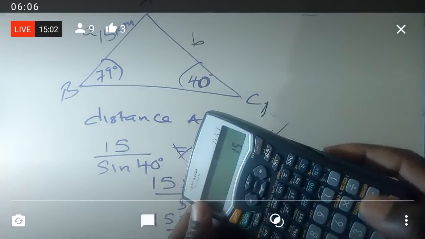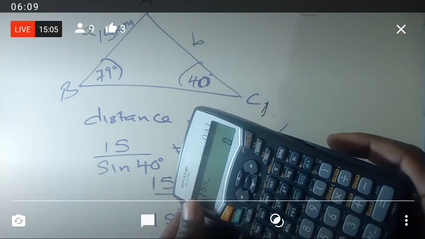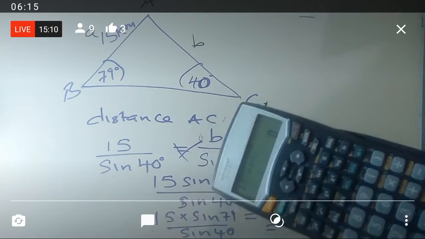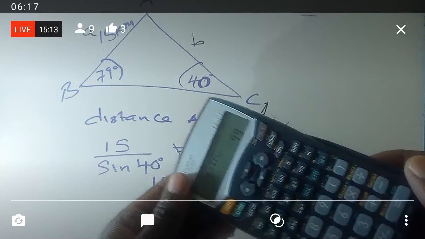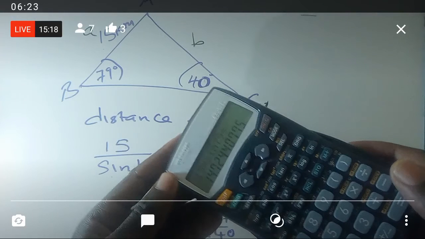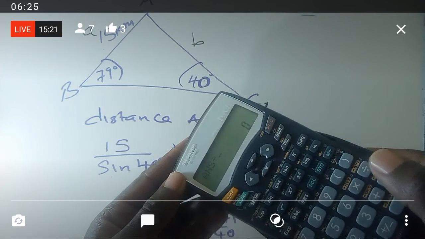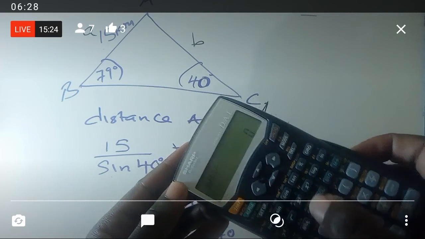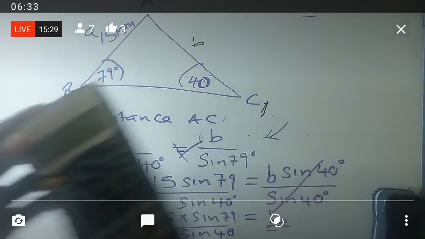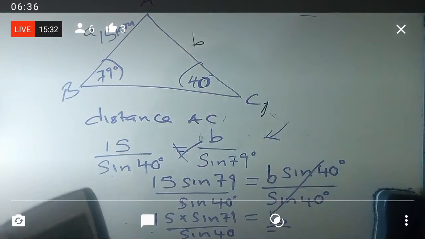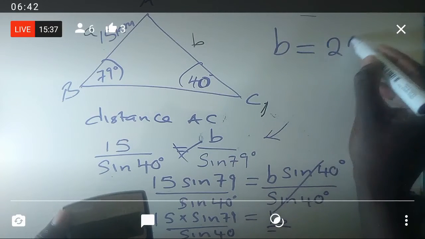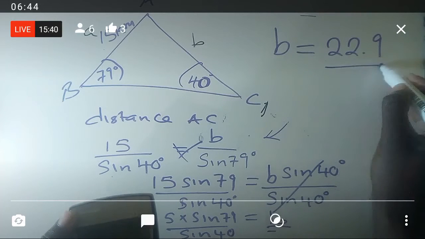Let me do this. 15 multiplied by sine 79. So I have sine 79 there. You say equal to, so it will give you an answer. And then you say divide, that answer divided by sine 40 degrees. So you find that your answer will be equal to 22. So B will be equal to 22.9, writing it in 1 decimal place.